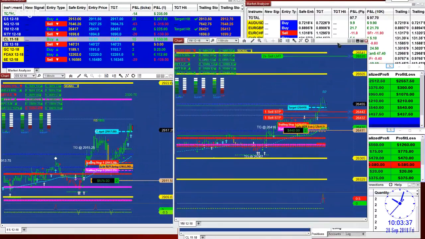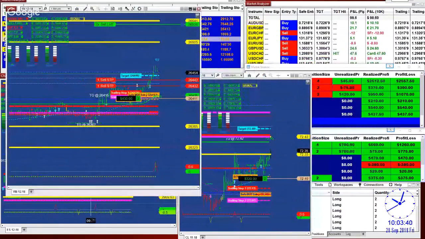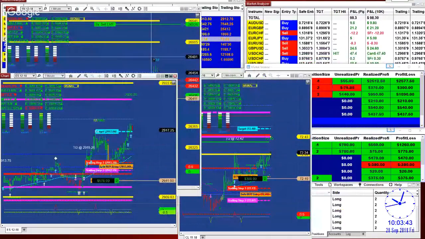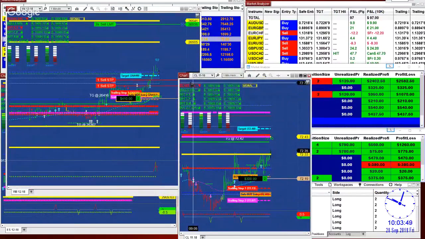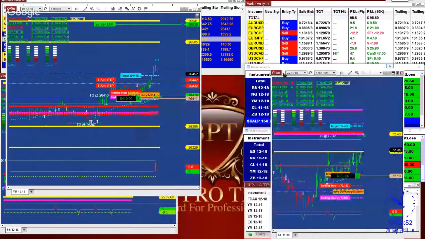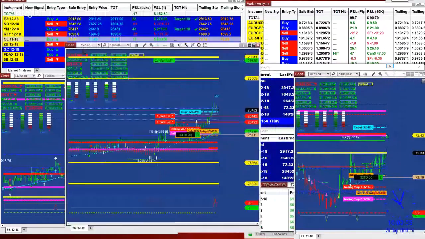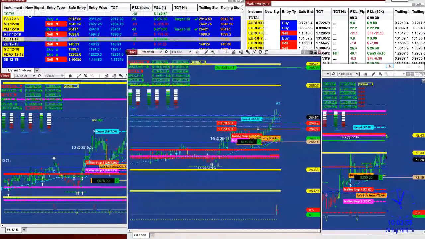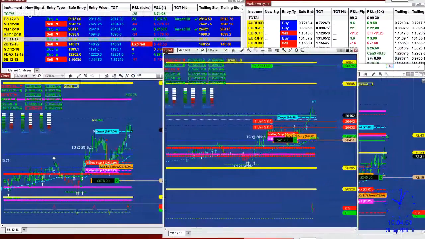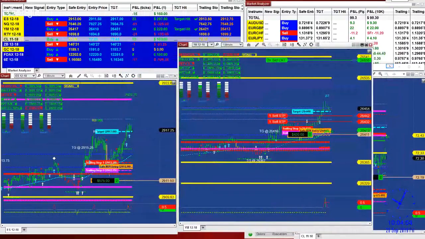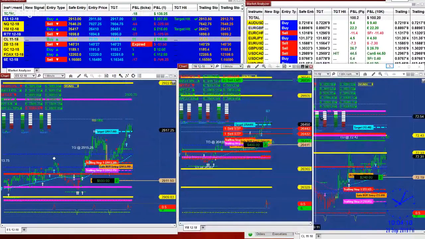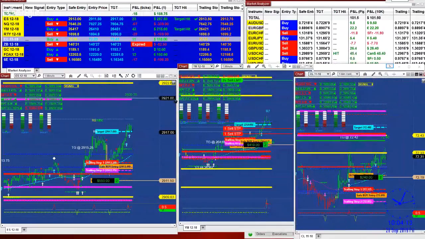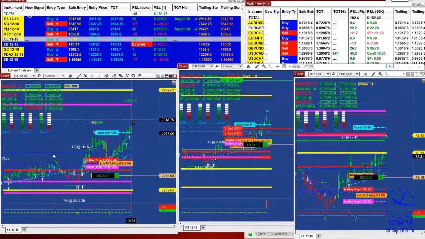So we have a three market right now. We have the ES, CL, YM. And then ES. So we'll see what happened on those.